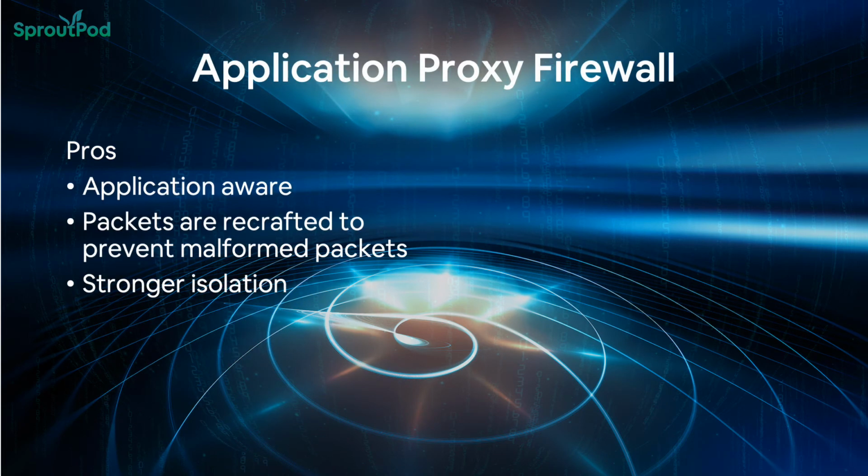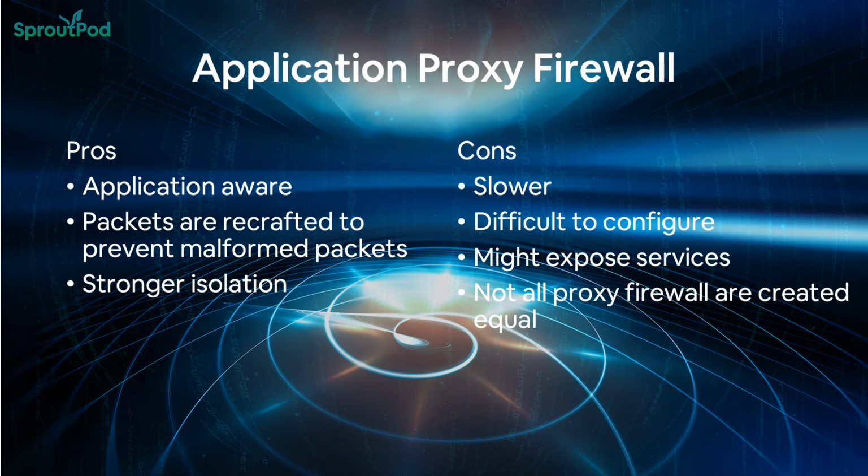Pros of the application proxy firewall are: it is application aware. It creates stronger isolation between network interfaces through packet recrafting. Cons: it is slower as it needs to check for more data. It is also more difficult to configure compared to stateful firewall. Got to open the listening port if you are configuring reverse proxy, as it is application specific. Note that not all vendors' proxy firewalls have the same features.